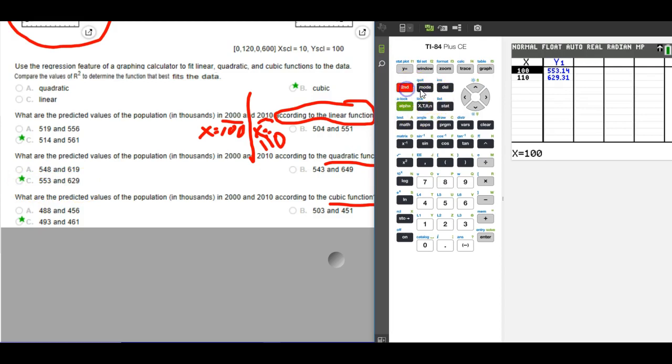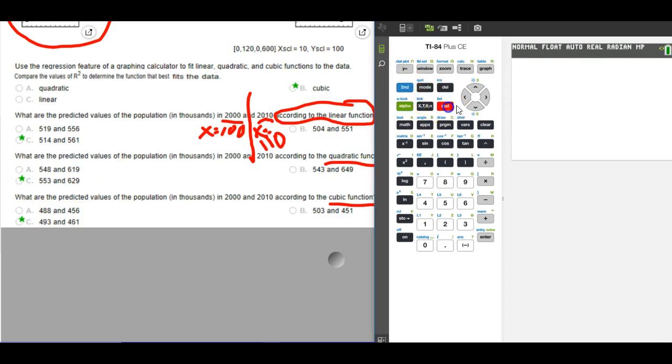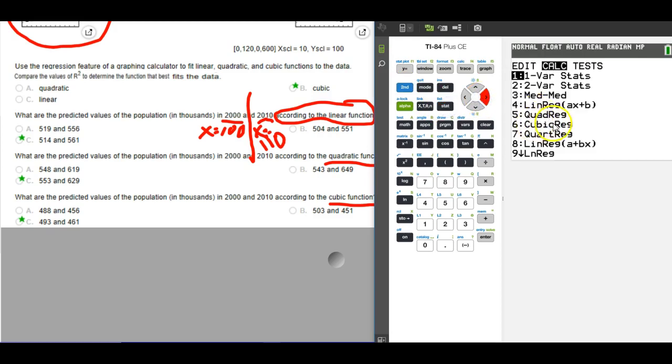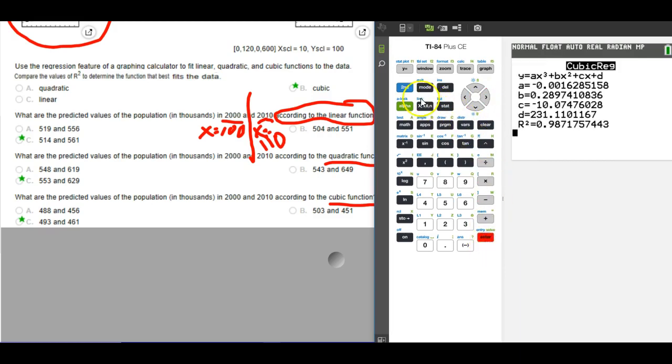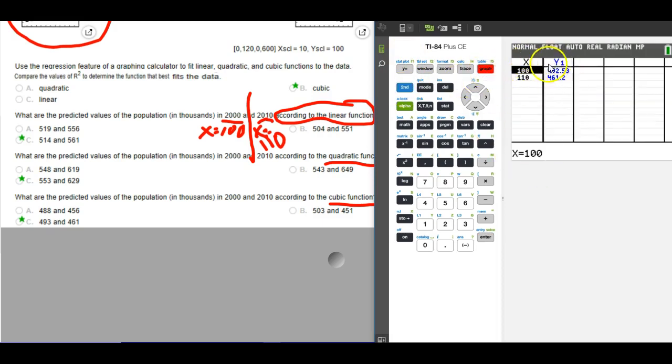And then finally, second quit. One more time, stat, calc, this time cubic, number 6. Put the Y1 behind it, vars, right arrow, enter, enter, enter. Behind the scenes, it's already copied and pasted it up here into my Y equal. So I can go straight to my table. It had the correct X's, and so these are the two new Y numbers which match what we've got down there. Okay, hope this helps.